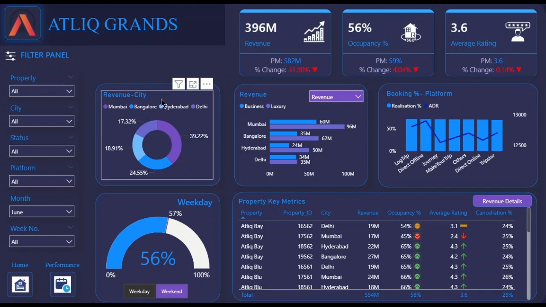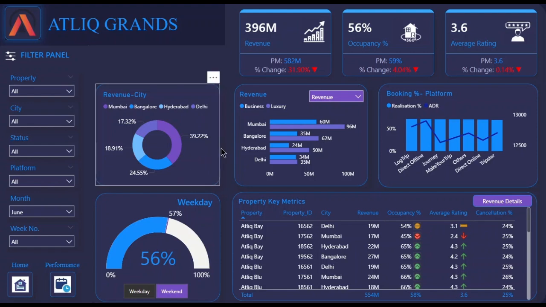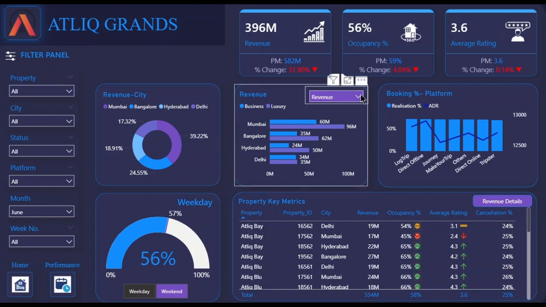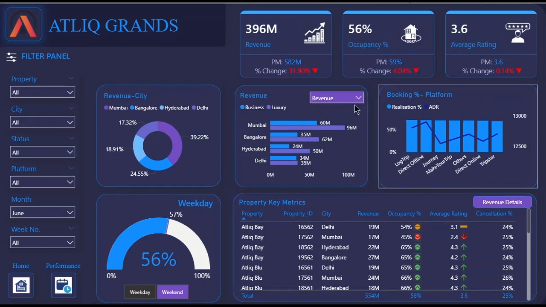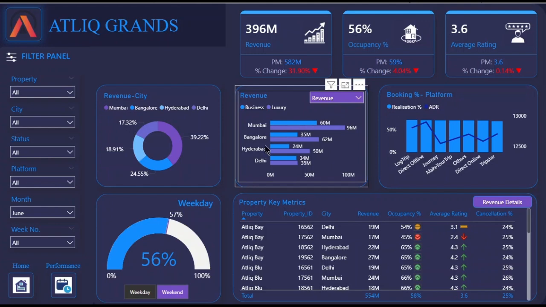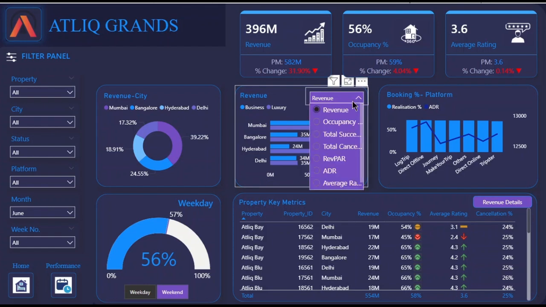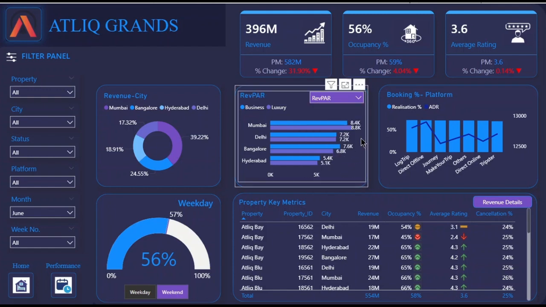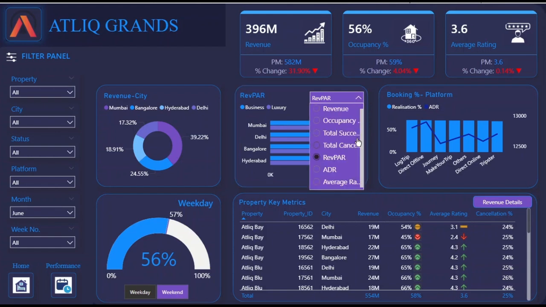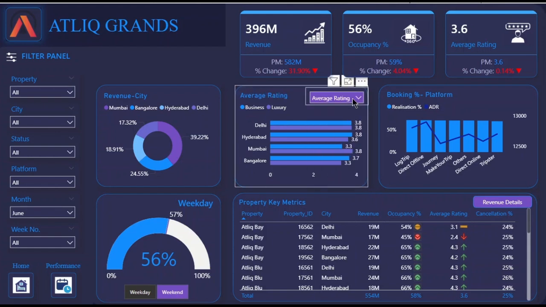So here we can see a pie chart, and here the revenue is based on the cities, as you can see. And here we have the bar chart, and here we can see the revenue from the major cities and for both categories, business and luxury. Here I have also added a filter to check for other metrics such as revenue, occupancy, total successful bookings, total cancelled bookings, revenue per available room. See, it changes, and we can view all the metrics for all major cities for both the categories.